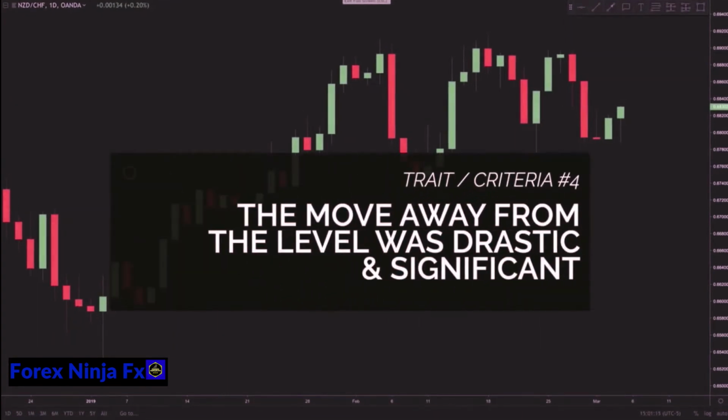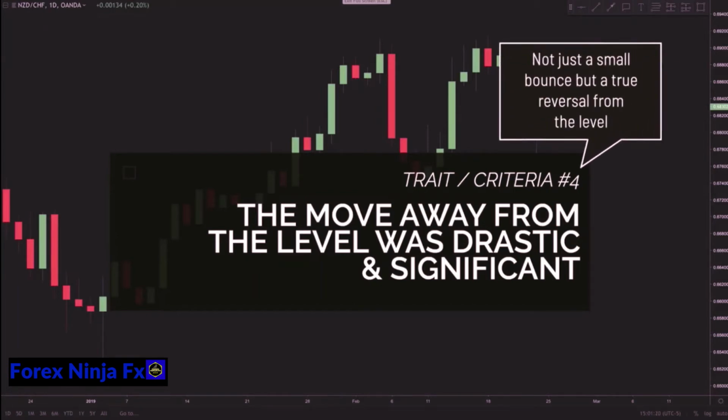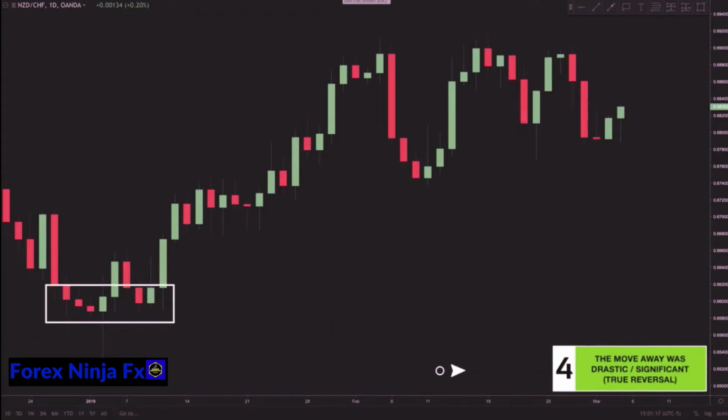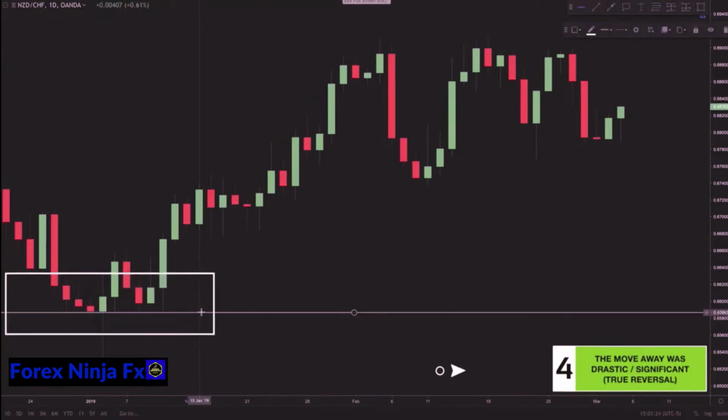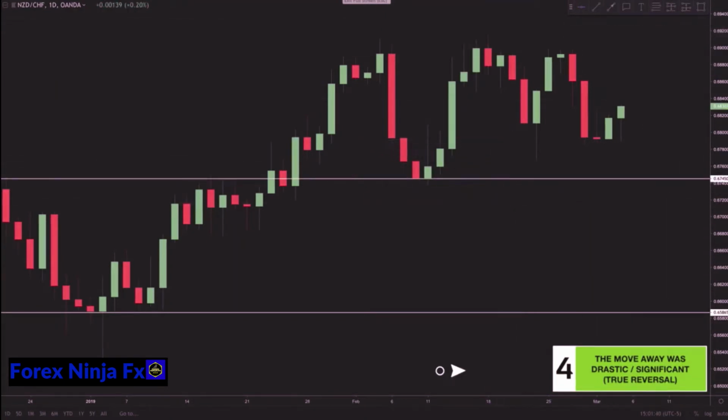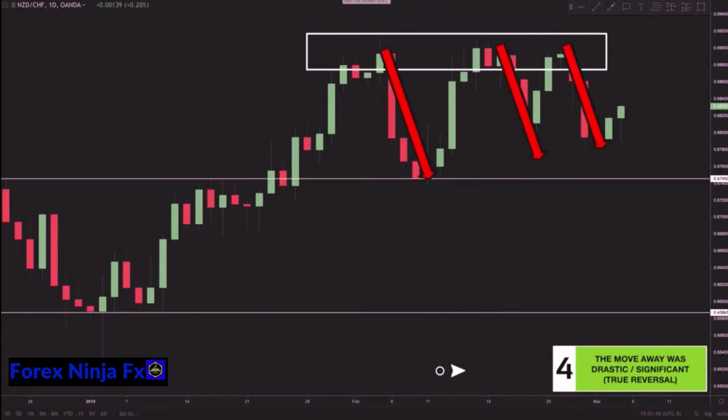Trait number 4. The move away was drastic and significant, meaning not just a small bounce, but an actual reversal. As you can see down here, price moved away from this level drastically, so we have a level of support here. Next, right here, price again moved away from this area drastically, so we have another level. And again up top, every time price came up, it reversed drastically, so we have another level.